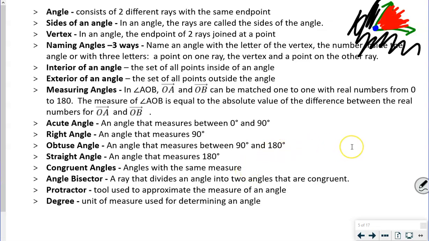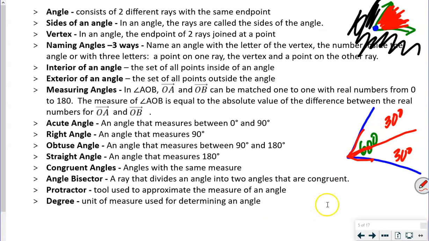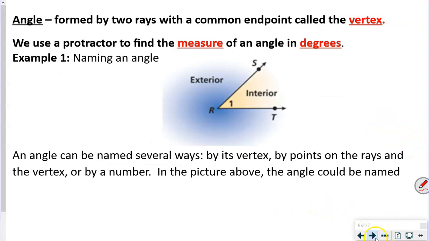An angle bisector is, let me draw an angle again. So if I have this angle right here and I bisect it, and let's just say this was 60 degrees and I bisect it, means I cut it into two equal parts, right? So that would be 30 degrees there, and that would be 30 degrees there, then, those two angles, that one and that one, right? Protractor is a tool that we use to approximate the measure of an angle, and a degree is the unit of measure for determining an angle, okay?